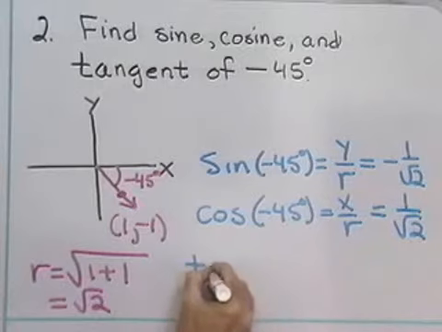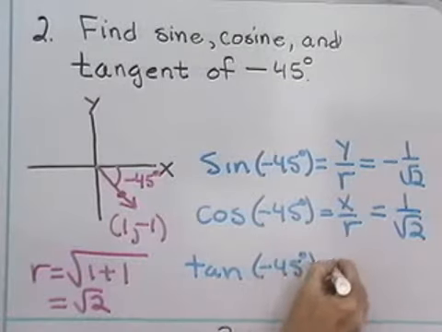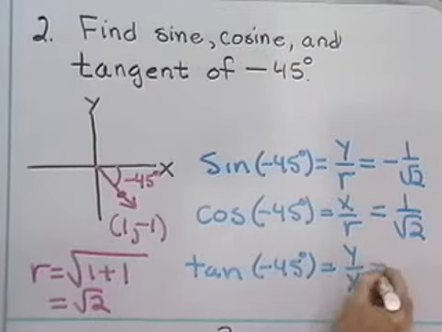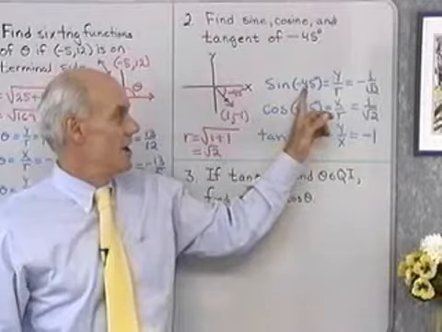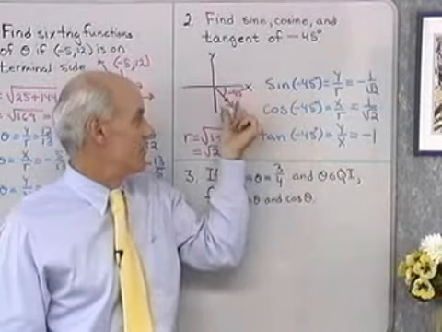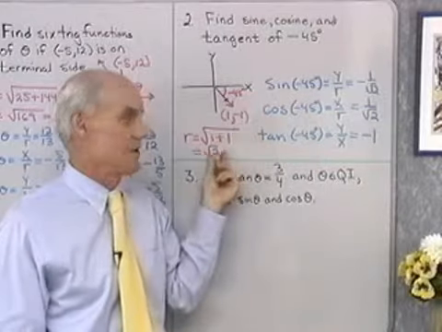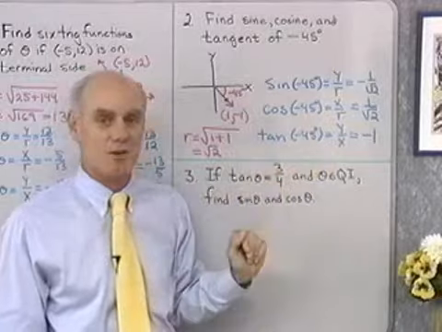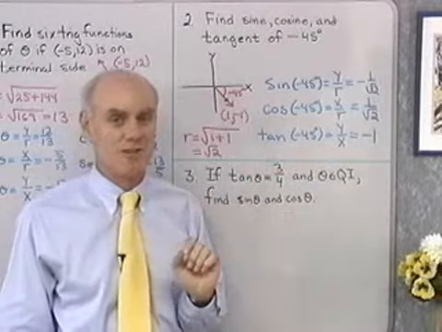And then tangent of negative 45 degrees will be y divided by x. And again, I have these ratios memorized, and that's going to be negative 1 divided by 1, which is negative 1. So sine, cosine, and tangent of negative 45 degrees: I have to draw it in standard position, find a point on the terminal side, find the distance out to that point, and then I have to have memorized these definitions right here for sine, cosine, and tangent.